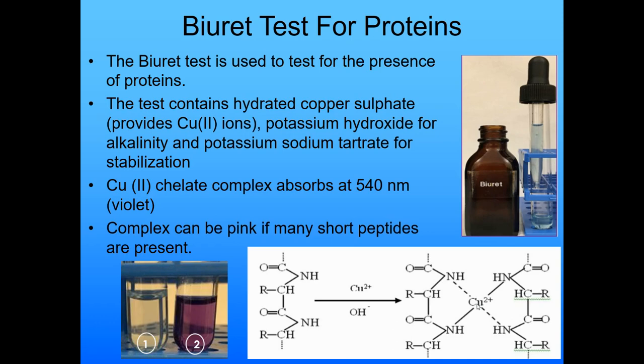Now you need a minimum of 3 amino acids to actually make this peptide bond complex work. So if the protein chains are too short, this sometimes actually can be pink, but in our case, we won't see any pink.